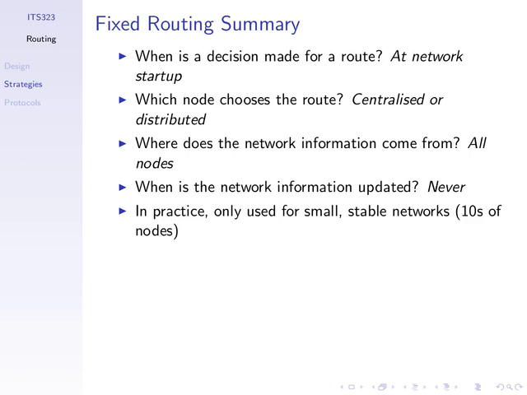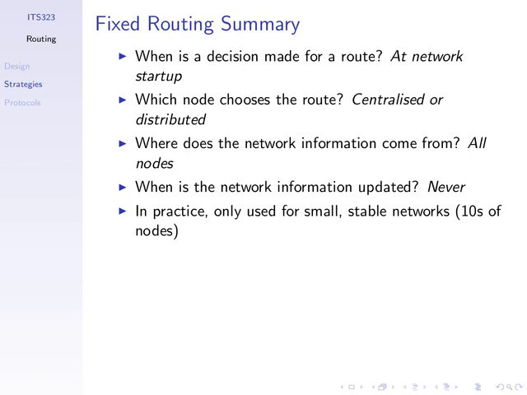So we decide on the routes when we start the network. Which node chooses the route? We can either use a centralized approach where we have one table, or a distributed approach. Both are possible. Centralized is usually okay for small networks. Distributed is usually for larger networks. Where do we collect the network information from? From all nodes. When I build the network, I know the entire topology of the network. I designed it. I know the capacity of all the links. I probably know the expected delay across the links, at least upon startup. So I use all the network information to make the calculation of least cost paths.